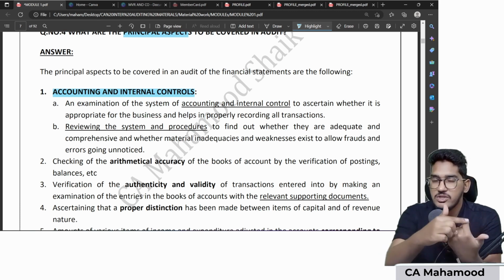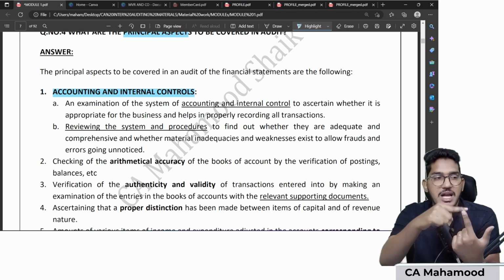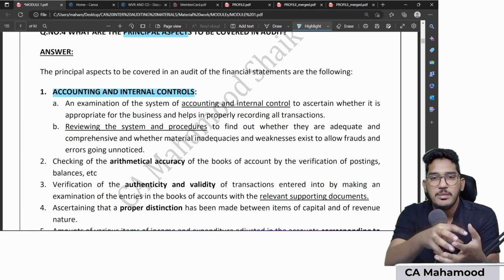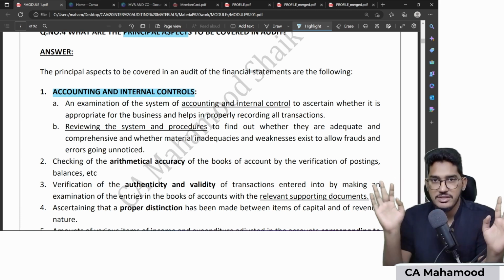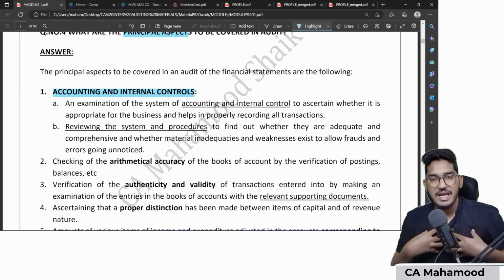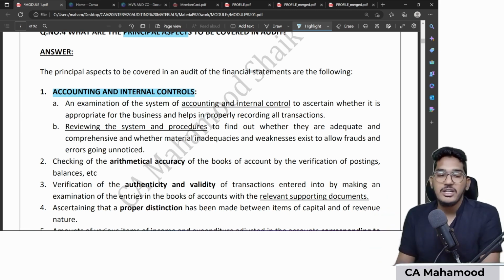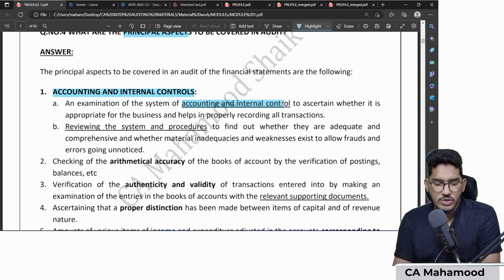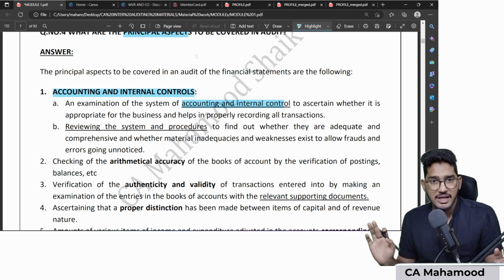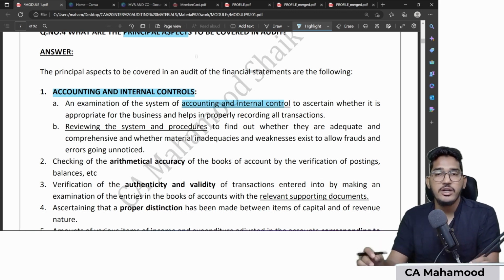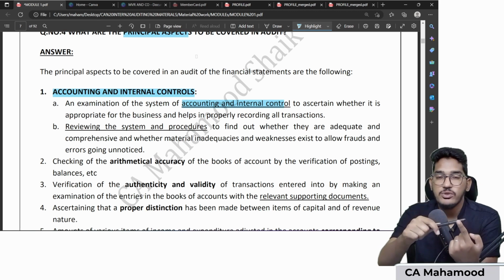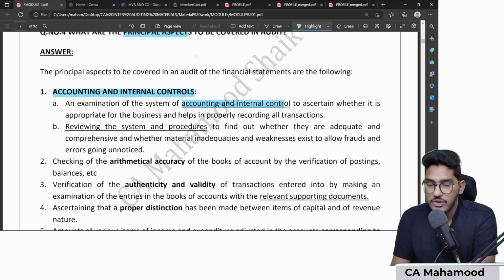So accounting system means simply the software and policy which they follow for maintaining books of accounts. Internal control means any policy or procedure which the management is following for preventing mistakes in the organization. And one of the main aspects which I as an auditor am required to cover is that I need to first examine their accounting system and internal control system to know whether they are appropriate for the business. First I should try to understand what accounting system my client is following, what internal control systems my client is following, and whether they help the organization in recording all the transactions or not. First I need to study the client's accounting system as well as internal control system.